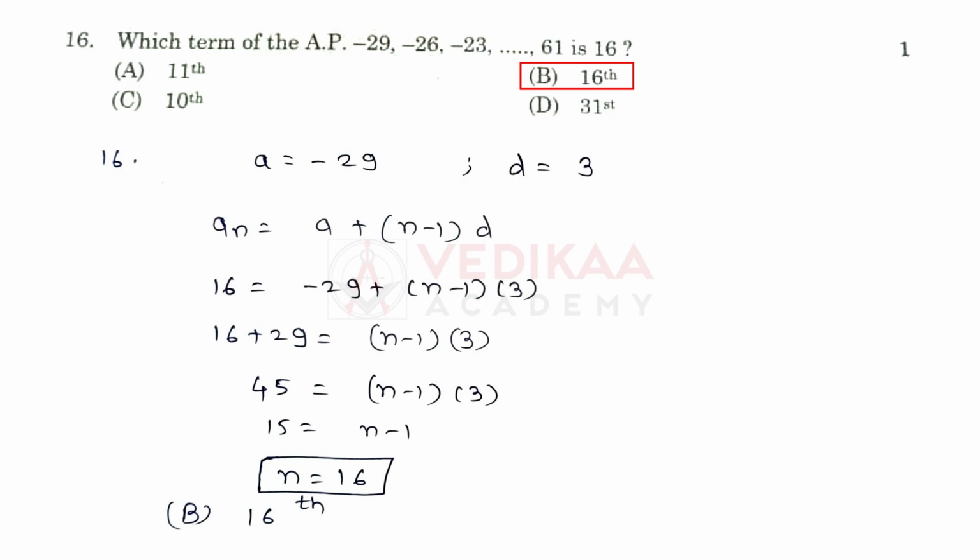Next, question number 16. An AP is given to you and you have to find out which term is the 16. So if you solve this for an, we know that an is equal to a plus n minus 1 into d. So you just substitute the value of an is equal to 16 and it is required to calculate the value of n. So n is coming out to be 16. Okay, so the correct option is B, the 16th term is your 16.